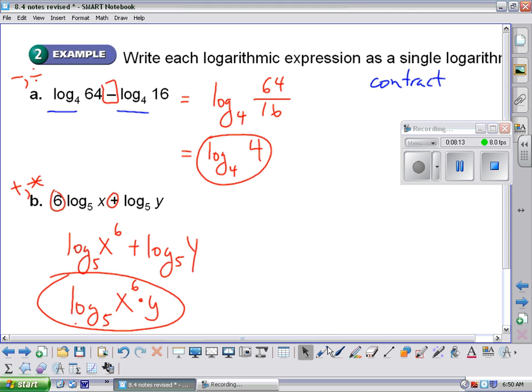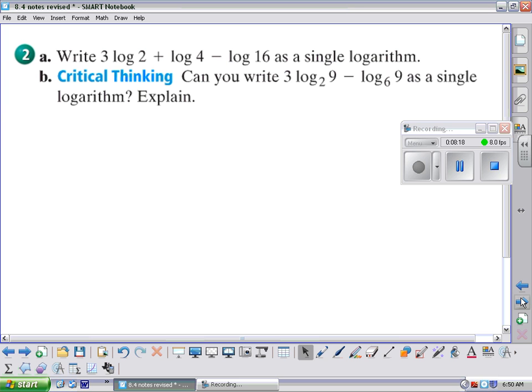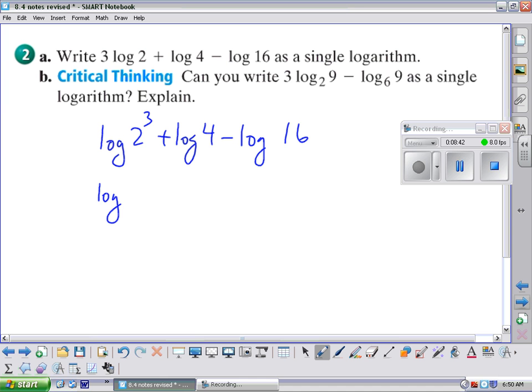Let's look at this quick check real quick, just to get you a couple extra reps with this. We'll talk about this in class, but I want you to at least see these real quick. I'm just going to do these, okay? So if I got this guy right here, the first thing I'm going to do is log base 2 to the 3rd plus log base 4 minus log 16. Those are all base 10. Okay, 2 to the 3rd is 8. I can simplify there. There's no reason why not.